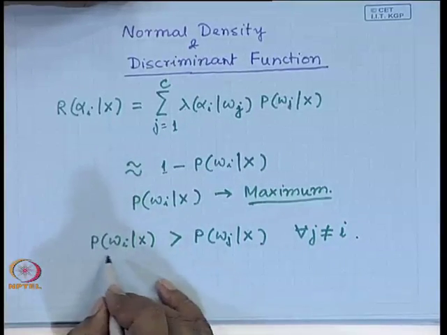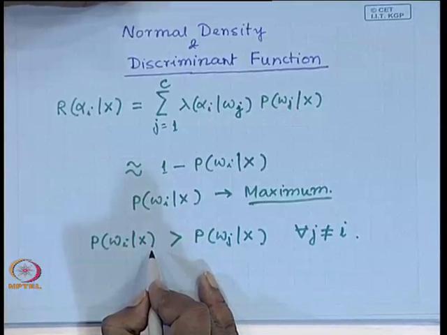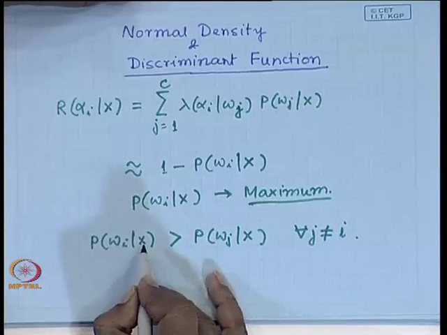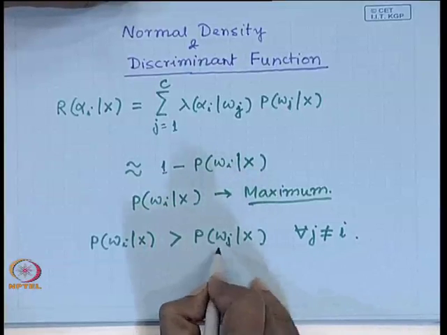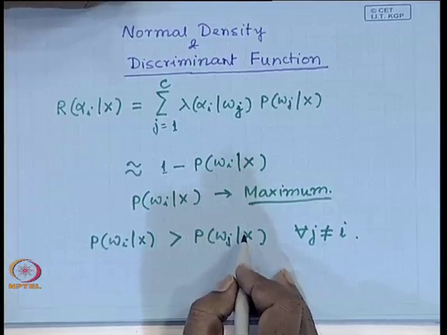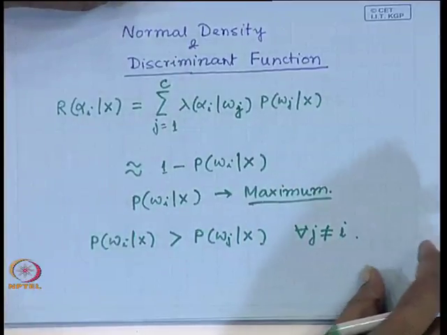So, this is the a posteriori probability: given a feature vector x, what is the probability that x will belong to class omega i, and this is the probability that x will belong to class omega j. So, for that particular omega i where p of omega i given x is maximum, we have to classify x as belonging to that particular class. Then we talked about the discriminant functions.